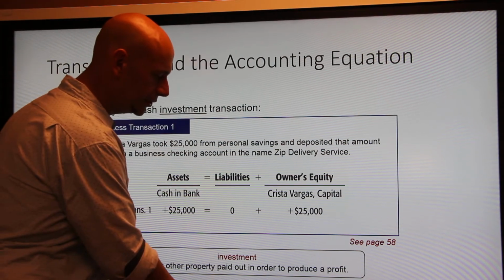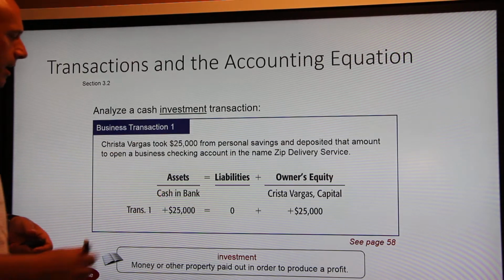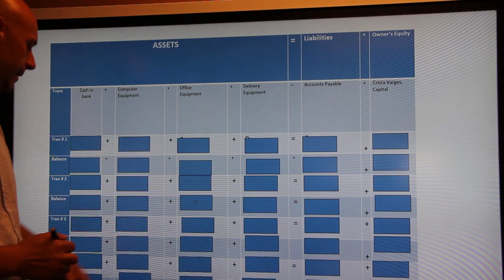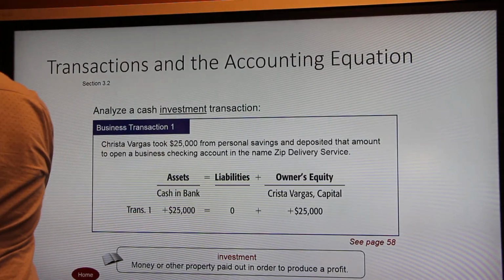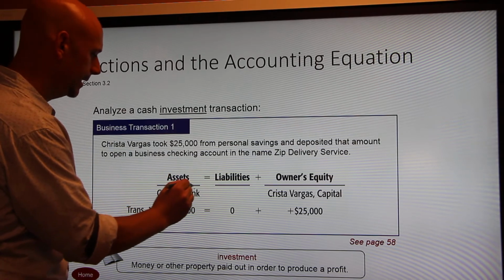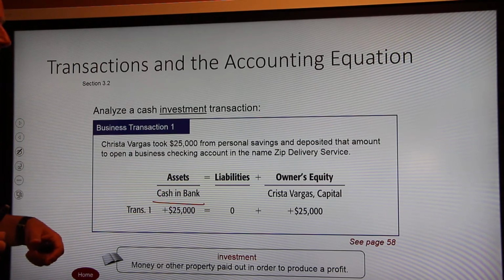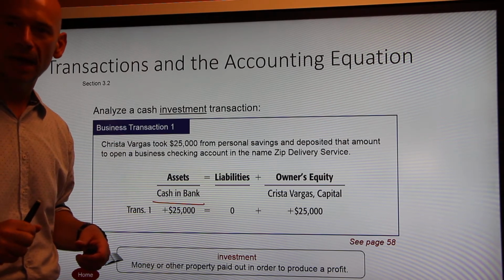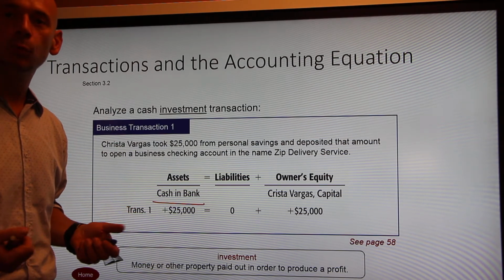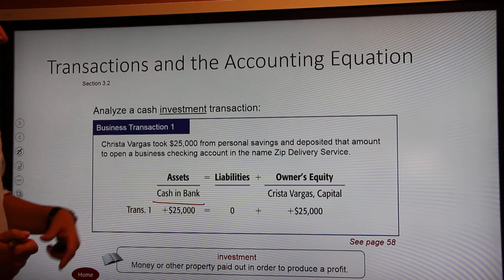So in this case, she is investing cash into the company, right? So if we look here, cash in bank would be the first one. Cash in bank is an asset, so the asset would be affected by it. Cash in bank is the asset that would be affected. Is the business's cash going up? Absolutely. She's giving it $25,000. So you see an increase of $25,000 in cash.